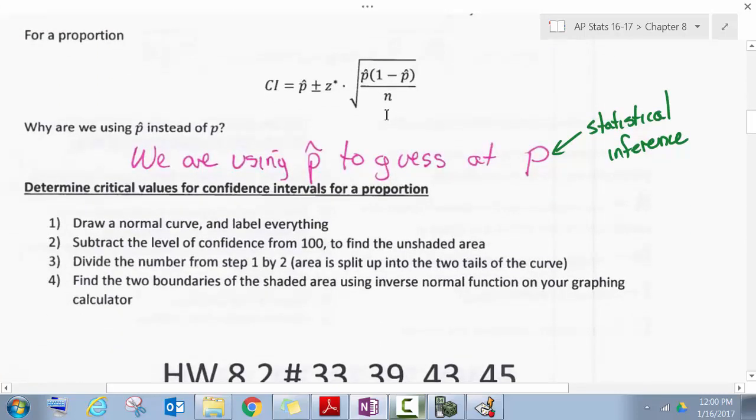Determine critical values for confidence intervals for a proportion. Now we're going to do these by hand for the first problem, and then I'm going to show you how to do them on the calculator.